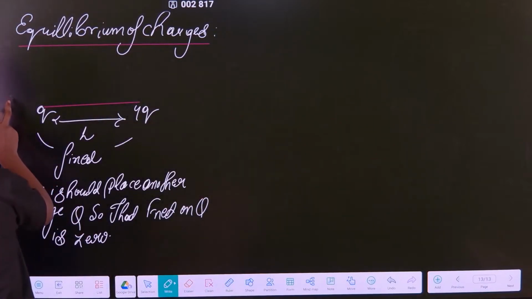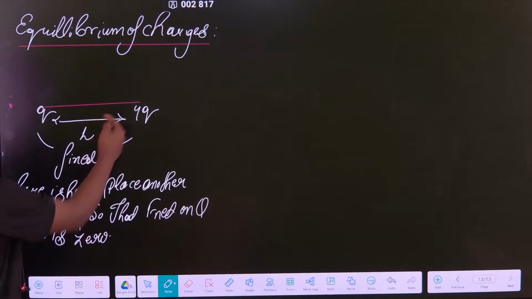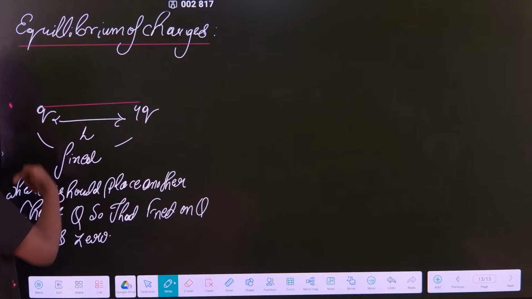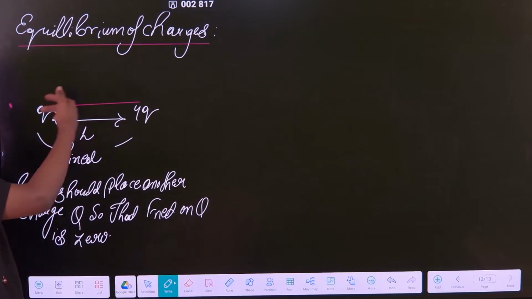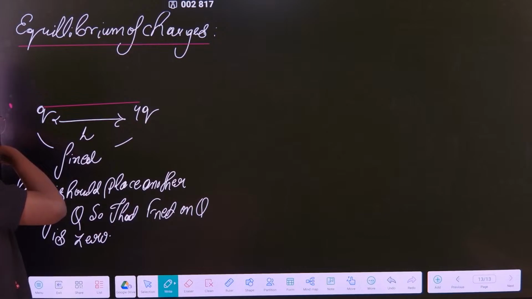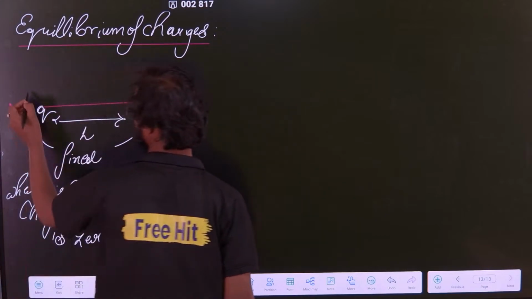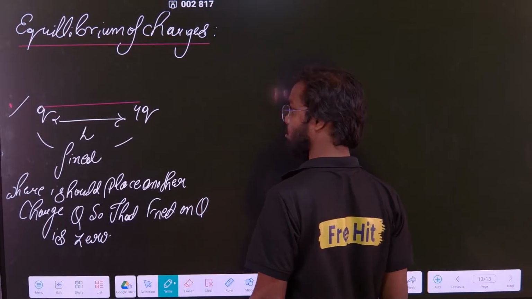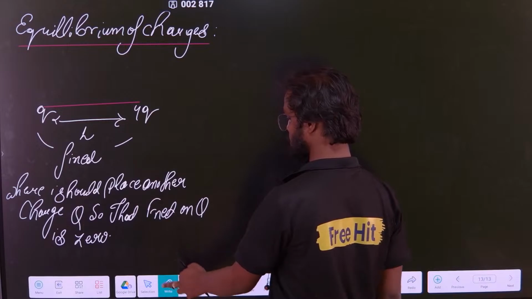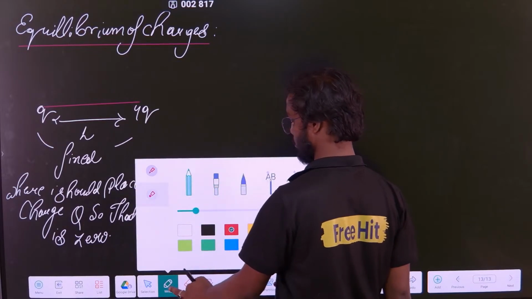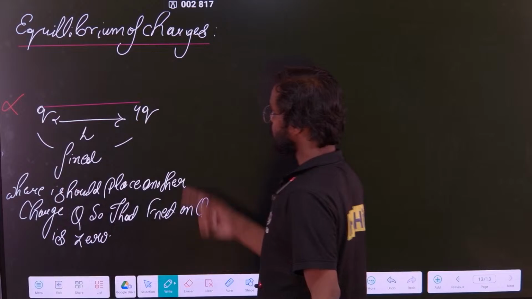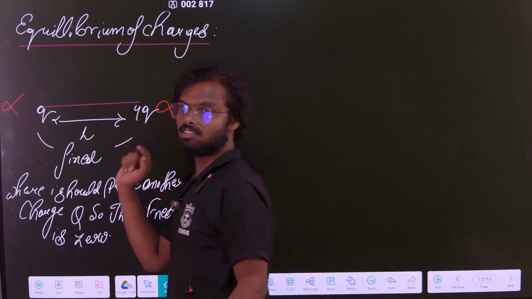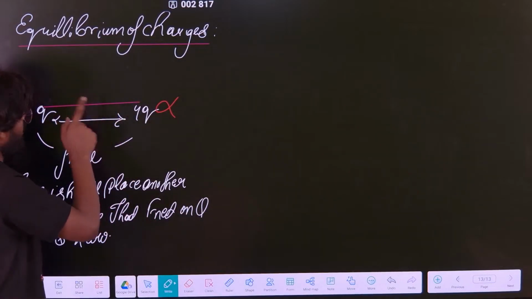Let us check. Can I place the charge here? If the charge is here, this charge is going to repel it in this direction, and this charge is also going to repel it in this direction, so the net force will be added. Here the net force cannot be 0, so this location is not possible. Can I place it here? Again it is the same condition, so it is also not possible. That means only 1 location is there. Here only we can place the charge. We cannot place it on the side.